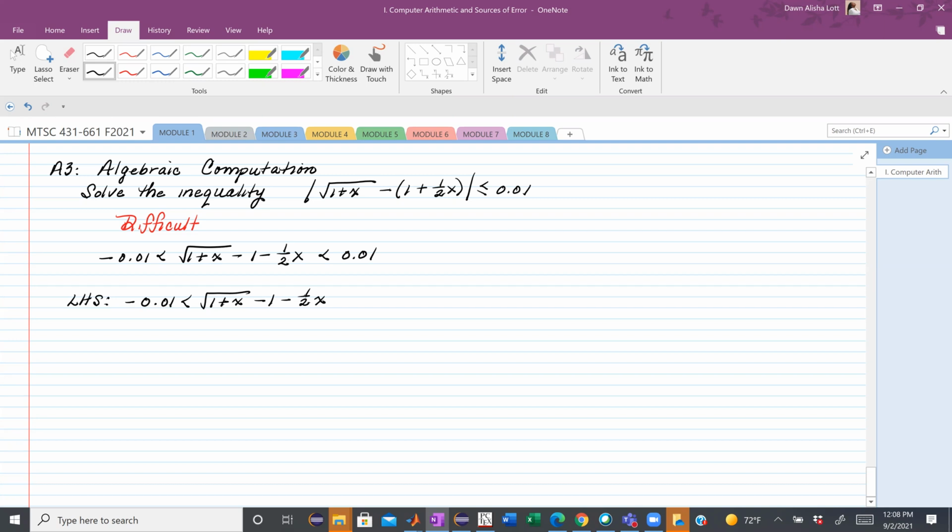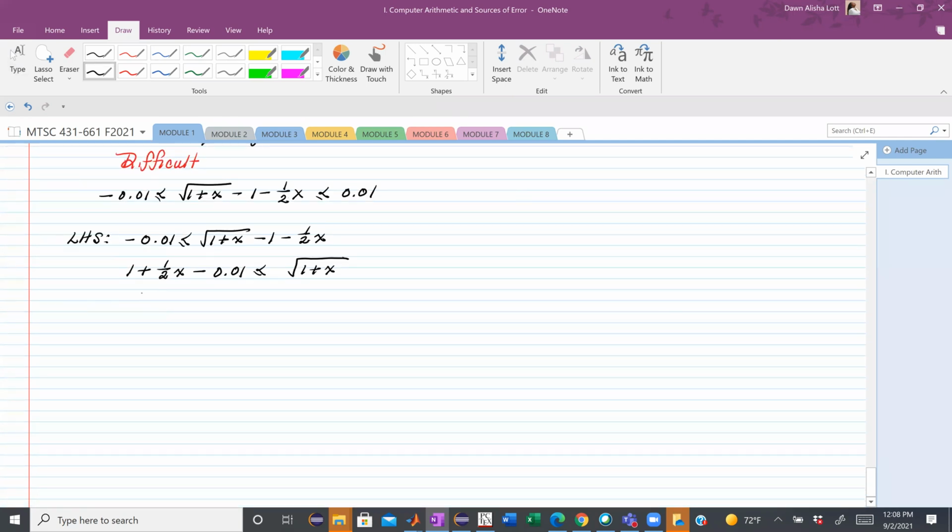Therefore, I'm going to put the square root on one side and everything else on the other side. So I get 1 plus 1/2 x minus 0.01 is going to be less than or equal to, and I keep forgetting I do have equals, 0.01. And that's wrong. I want the square root. Now let's simplify that. So we get 1/2 x plus 0.99 is less than or equal to the square root of 1 plus x. Now I can square both sides. And so then I'm going to get 1/2 x squared, I'm sorry, 1/4 x squared.